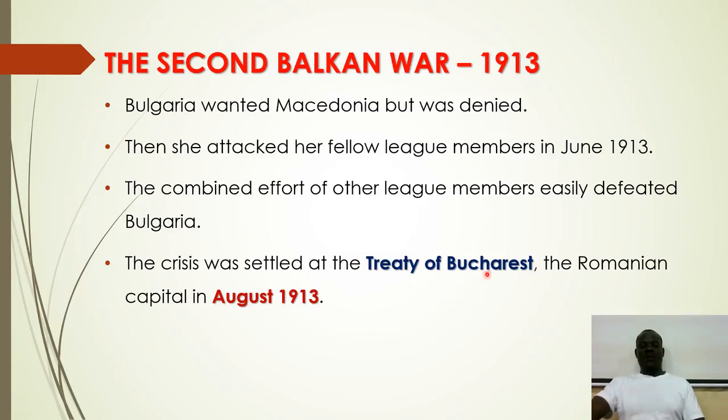The Treaty of Bucharest, the agreement of Bucharest, the Romanian capital, in August 1913. There was a conference at Bucharest, the capital of Romania, in order to settle the crisis of the Second Balkan War.